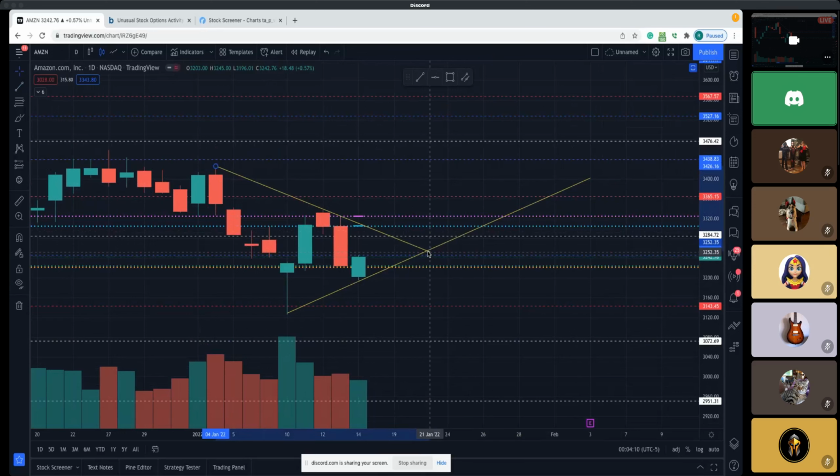I'm sure on the 5 minute you could play some type of how close, where we at in relation to VWAP or something like that, and or maybe look at the RSI on the 5 minute, and that's your exit.